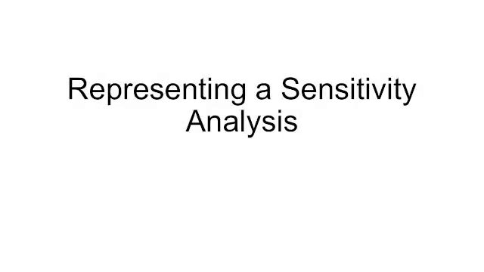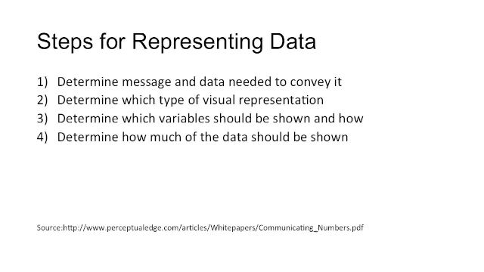Hello. So today I'm going to be talking about representing a sensitivity analysis for the stock model that I created for Viasat. So first thing that I did was determine how you represent data based on numbers and showcasing what is important. A couple steps that I found from the site on communicating numbers talked about determining what the message is and what data you need to convey it, determine what type of visual representation, which variables should be shown, and then how much of the data you should show.